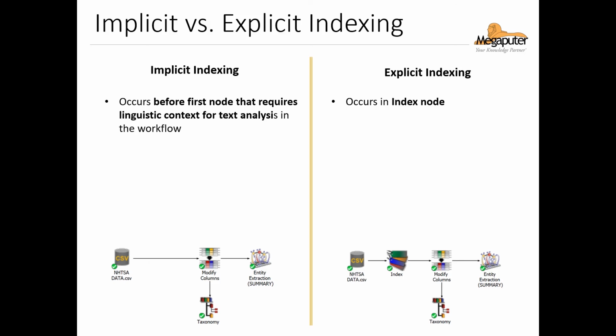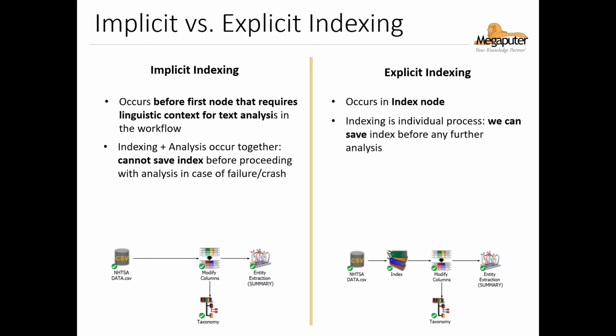Now, explicit indexing, on the other hand, occurs when we attach an actual index node. Now, the reason we'd want to perform and save an explicit index like this is because indexing is one of the most computationally intensive tasks that we have in our analysis process. And this is because it's involving going through each word in the text and assigning the linguistic context. So this is why it's important to understand where in our analysis this process occurs so that we have full control over the workflow execution process. And with explicit indexing, with the index node, we get this control.